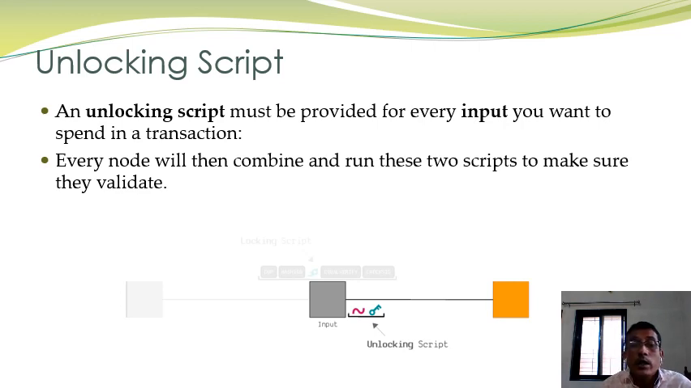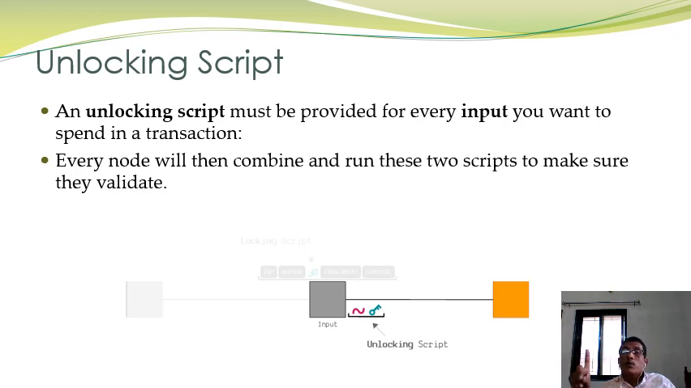So try to understand. This is a very typical concept. An unlocking script must be provided for every input you want to spend in a transaction. Every node will then combine and run these two scripts to make sure they validate. So every node requires two scripts to validate the transaction. One is the locking script that is created from the previous transaction, and we have the outputs, and the unlocking script. The unlocking script is required to unlock the outputs. Until we unlock the output, those outputs are not available to spend.